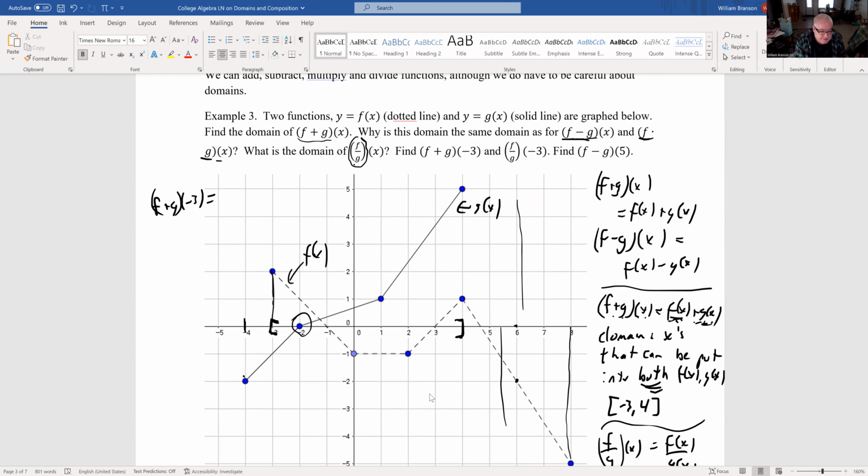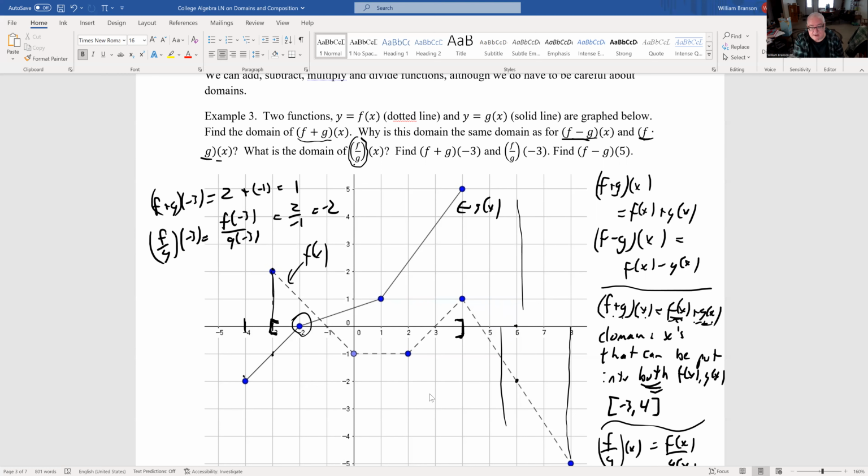Well, f of minus 3 is 2, and g of minus 2 is minus 1. So that's 1, right? Not too hard. F over g of minus 3 means I want f of minus 3 divided by g of minus 3, and that's 2 over minus 1, so that's minus 2. So not too hard to calculate.